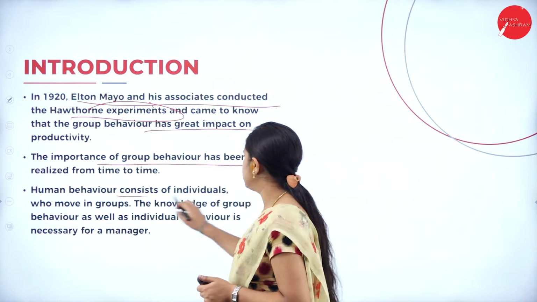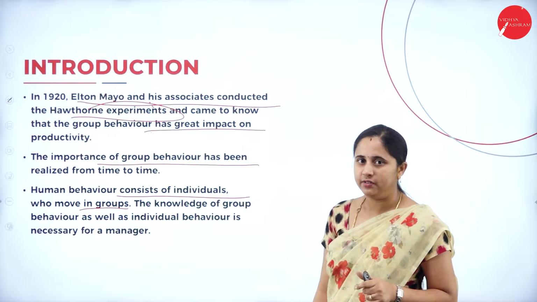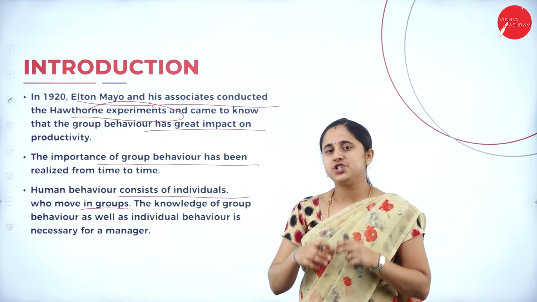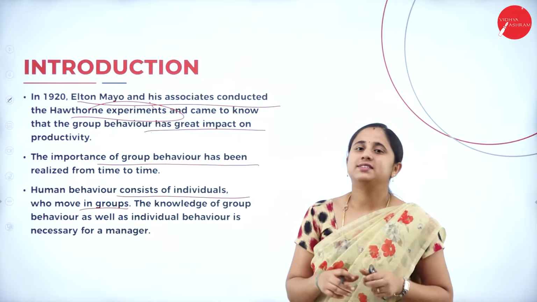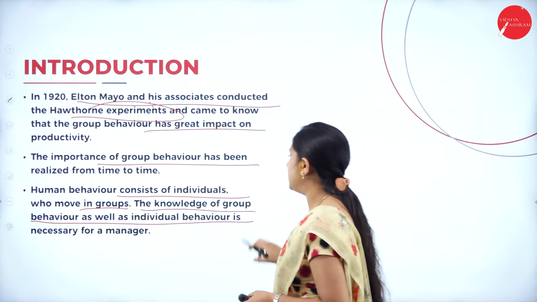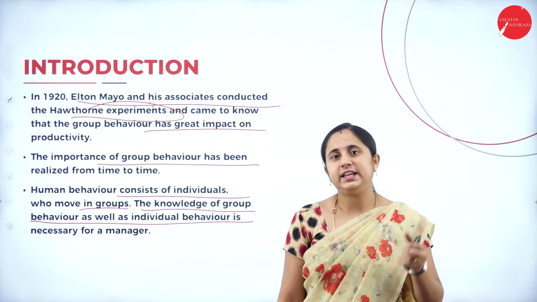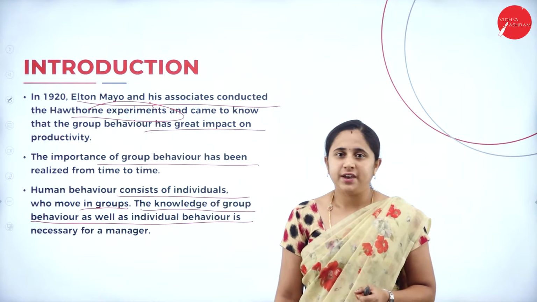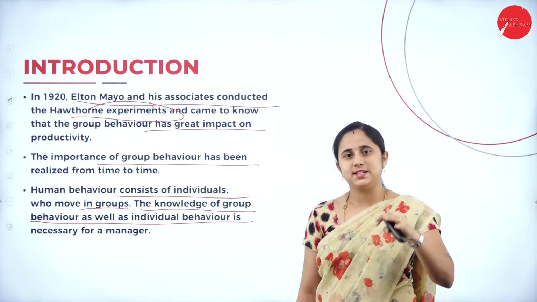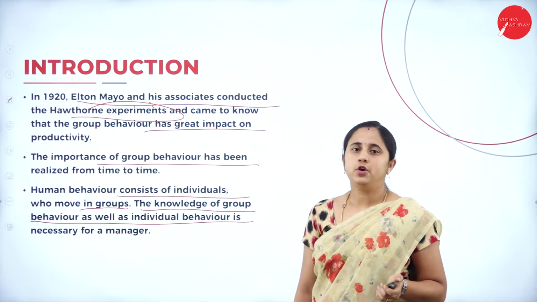Human behavior consists of individuals who move in groups. A group consists of individual behavior. Two or more individuals work together to achieve a common objective. Here, two or more individual characteristics or behaviors come together to achieve one objective. So knowledge of group behavior as well as individual behavior is necessary for a manager. The manager has to study both so that they can reduce and handle the conflicts in the group as well as within the organization. It helps to make a better group and to achieve objectives.